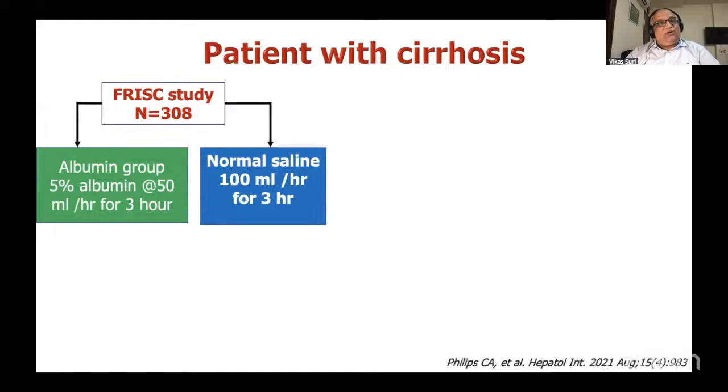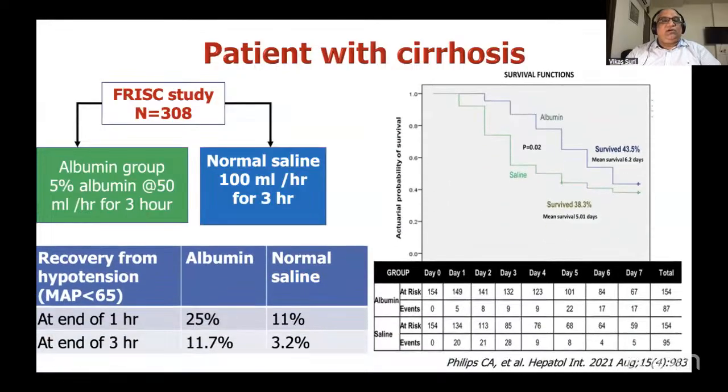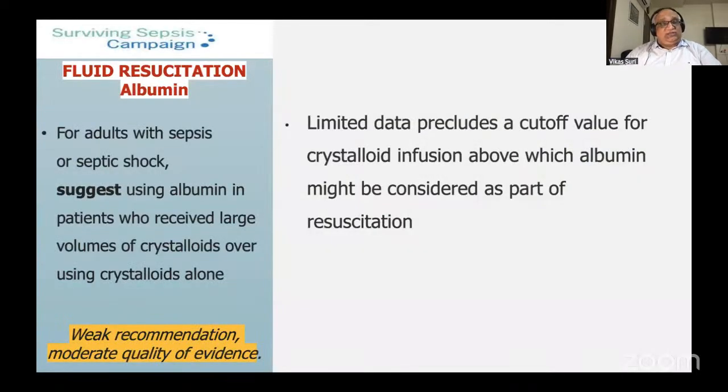There is some role for albumin, especially in patients with cirrhosis, where albumin was shown to outscore normal saline in maintaining a MAP when the MAP was less than 65 millimeters of mercury. So the Surviving Sepsis Campaign suggests using albumin in patients who receive a large volume of crystalloids over using crystalloids alone. So if you're using a large amount of fluid, it is suggested that you may add albumin in a certain subset of patients.